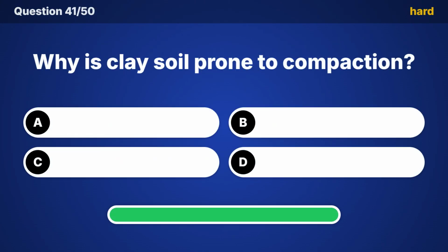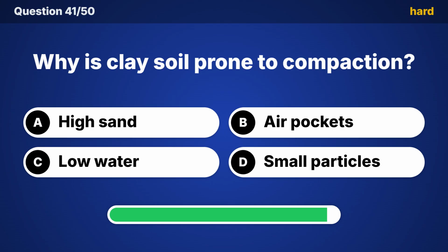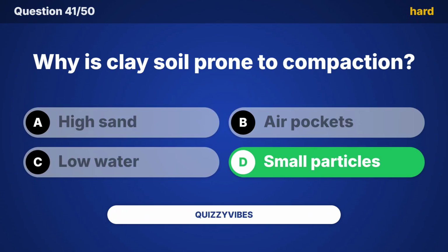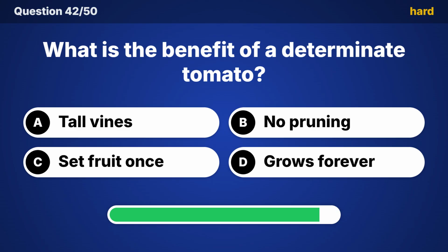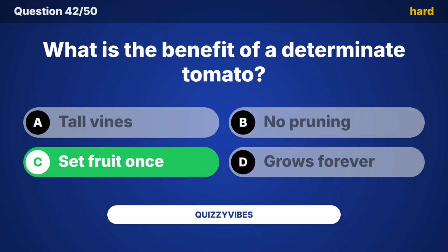Why is clay soil prone to compaction? The answer is small particles. What is the benefit of a determinate tomato? The answer is set fruit once.